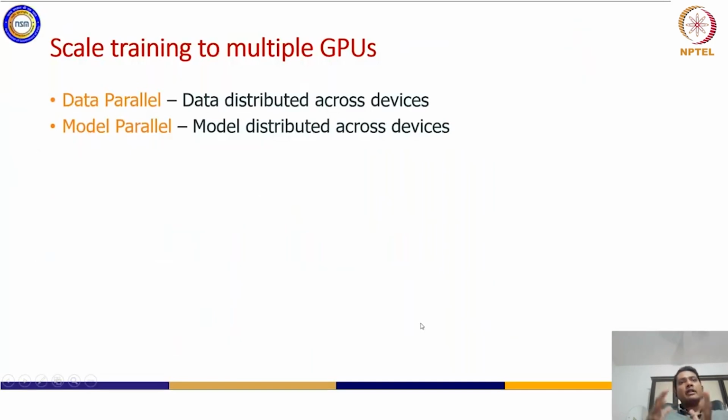So we have the data parallel approach, and we have model parallel. The data parallel approach is essentially that you keep the model replicated across, let's say, several GPUs, but the data you want to split, right? And model parallel is where the entire model you want to distribute across devices.